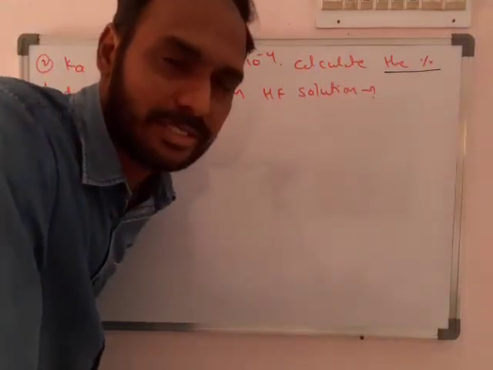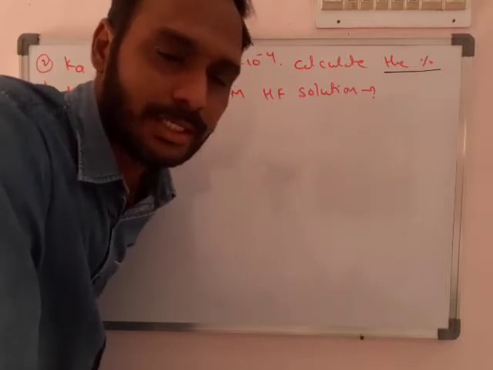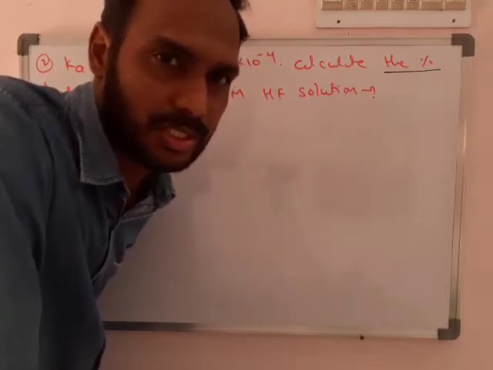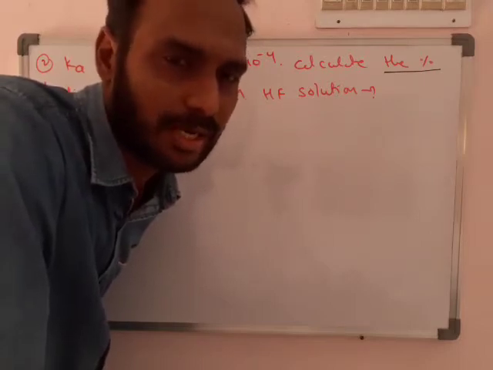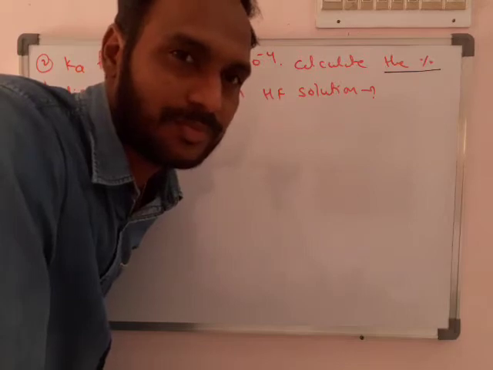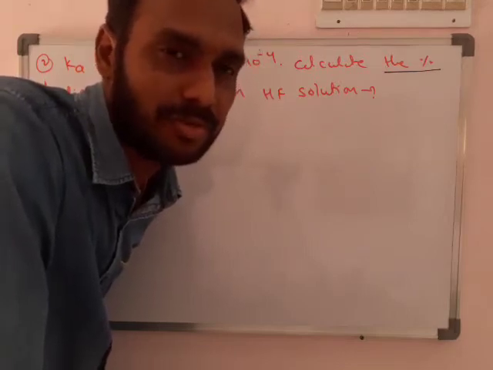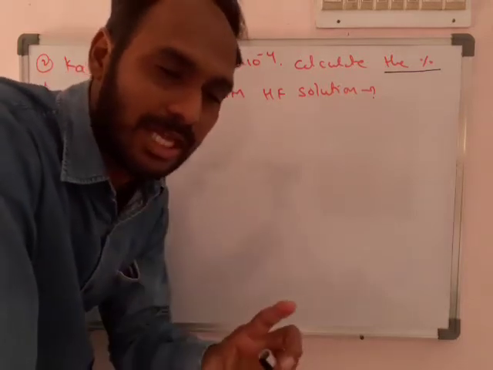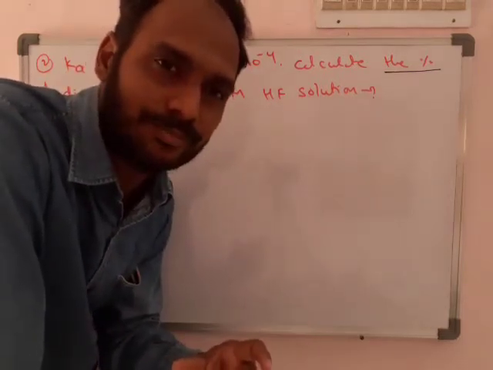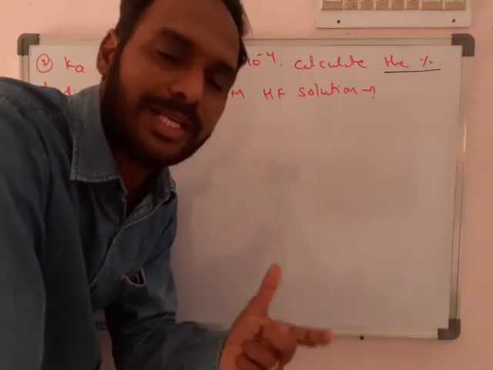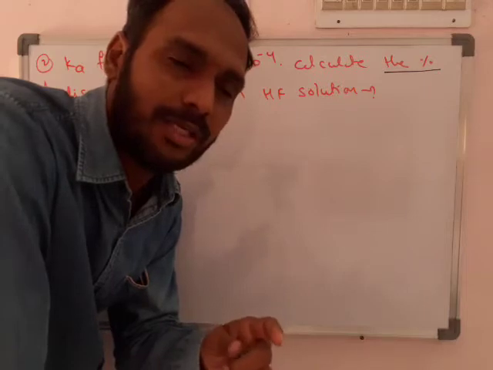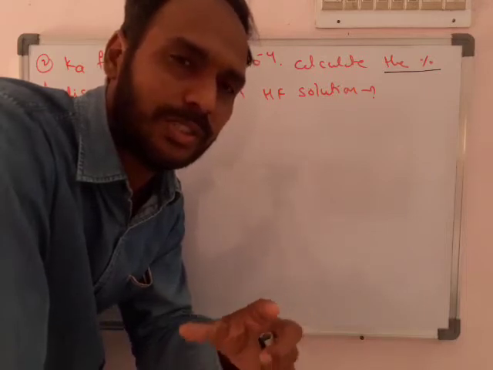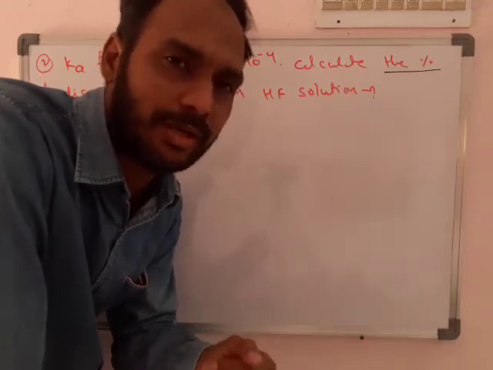We know that the degree of dissociation is alpha, and percentage dissociation is alpha into 100. What is the difference between alpha and alpha into 100? Alpha, the degree of dissociation, just indicates the extent of dissociation. Next, if you want to express it in terms of percentage, that is alpha into 100.